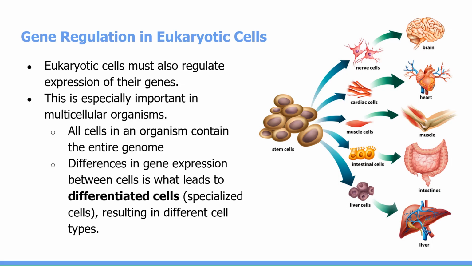Just like prokaryotic cells, eukaryotic cells must also regulate expression of their genes. We know this because, again, all cells in an organism contain the entire genome, but not all cells look alike for that multicellular organism. For example, we don't have any heart cells in our nerve cells and vice versa. So again, we need to know what genes are turned on and turned off at the right time in the right place. And so the differences in gene expression between cells is what leads to differentiated cells or specialized cells. And it results in different cell types.